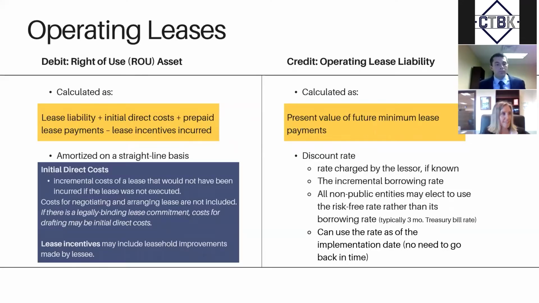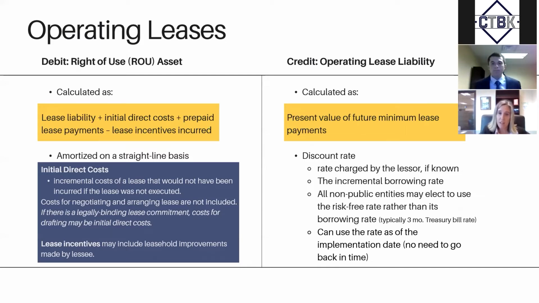Thanks, Kevin. So now that we've gone over a high level of the scope, I am going to walk you through from the lessee's position what the accounting would look like. The place that I'm going to start is, now that we've identified we have an operating lease, we are going to record a right of use asset and an operating lease liability. So I'm going to start on the right-hand side, and let's go through how we would calculate the operating lease liability. It is calculated as the present value of future minimum lease payments.